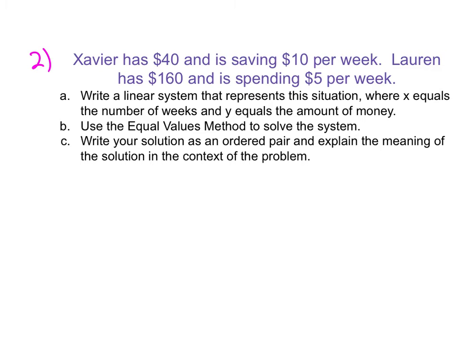The second problem here, number 2, says this. Xavier has $40 and is saving $10 per week. Lauren has $160 and is spending $5 per week. Part A says write a linear system that represents a situation where x equals the number of weeks and y equals the amount of money. So our first piece is just to write the equation.